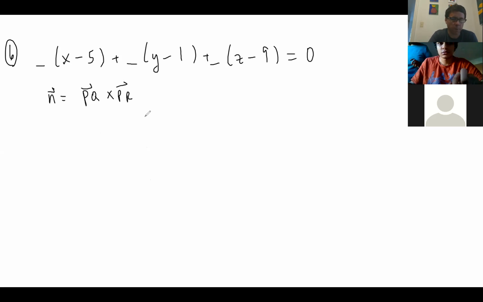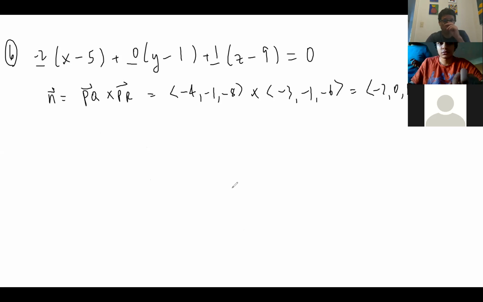So you find PQ, find PR. PQ will be minus 4, minus 1, minus 8. Take the cross product with that of minus 3, minus 1, minus 6. Should get minus 2, 0, 1. And therefore, those are the numbers in front, minus 2, 0, and 1. And I guess you could multiply some stuff out and combine and move the numbers over and maybe clean it up a little bit. But at least if you write it out here, you can see the point and you can see the normal. So you don't have to. I wouldn't recommend it. Anyway, that's the test.